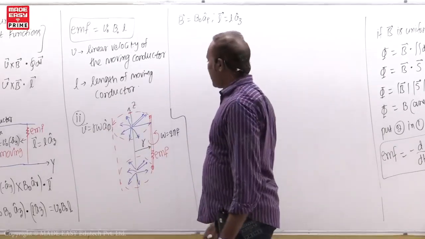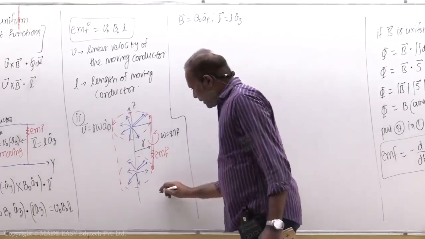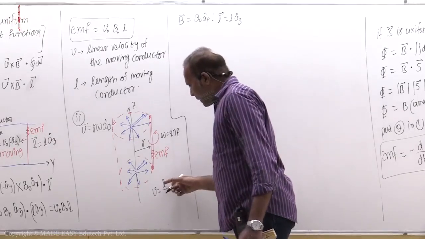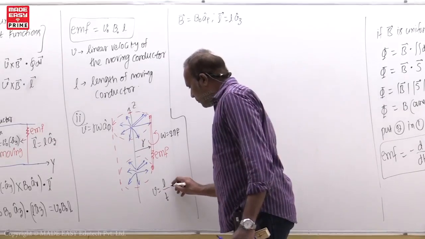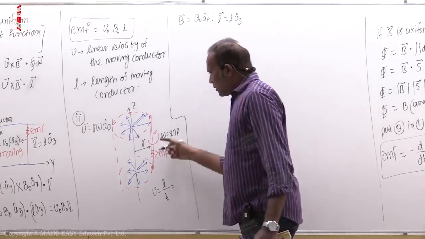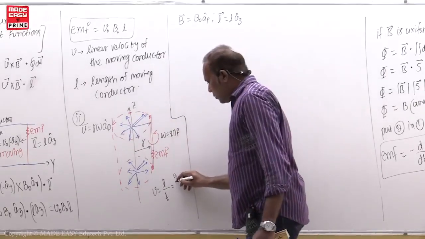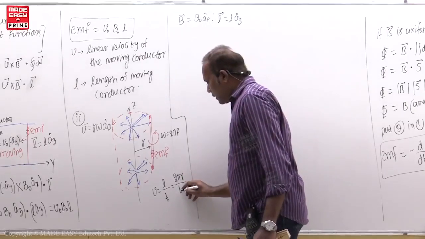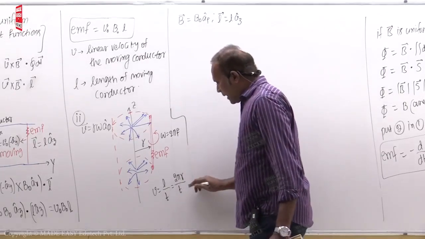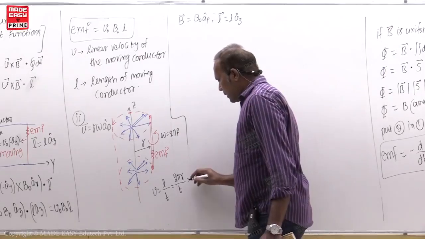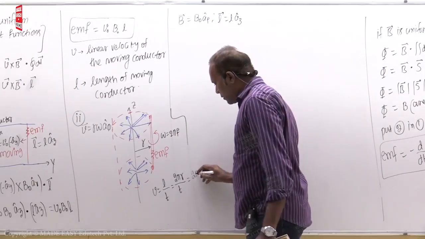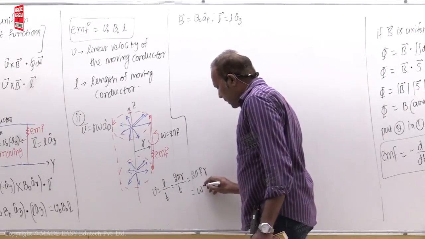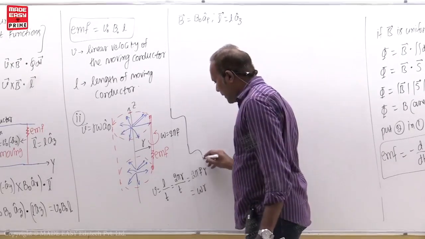How does it become r omega? If you want, I will write here. V is meter per second, that means length divided by time. So here the circular path length is 2 pi r divided by time. Now 1 by time is frequency, so 2 pi f into r, and 2 pi f is omega, so r omega. Okay.